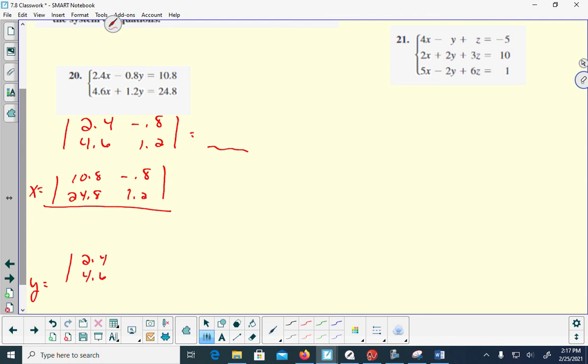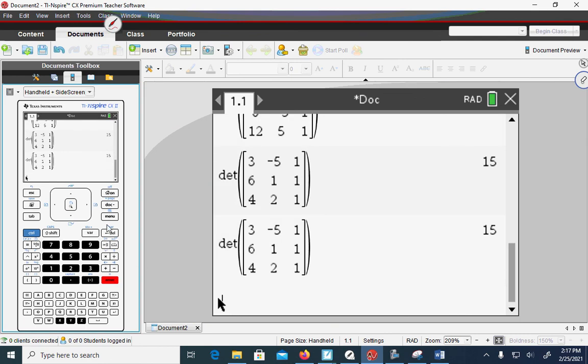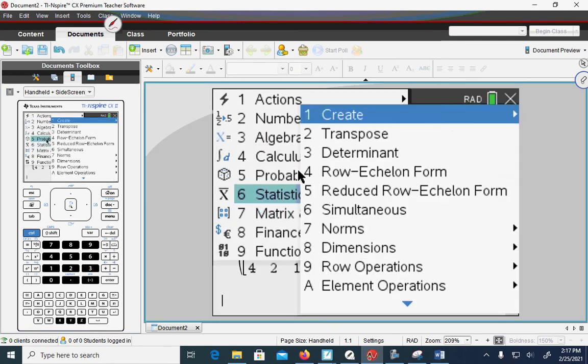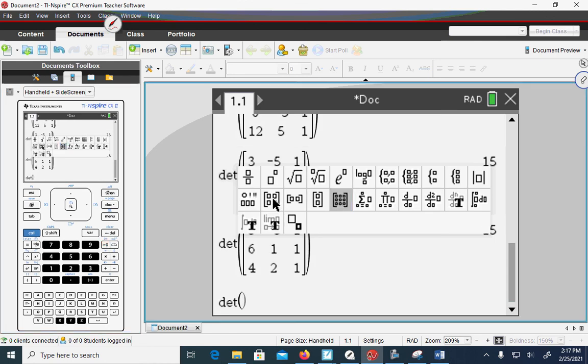Those are my x's. Then I'm going to put my answers in for my y. And I'm going to divide it by, again, whatever I get here. So let's see how I do this quickly and efficiently on my calculator, shall we? So I am going to take out my calculator. I am going to hit Menu, Determinants, and then I'm going to do the determinant of a 2 by 2.